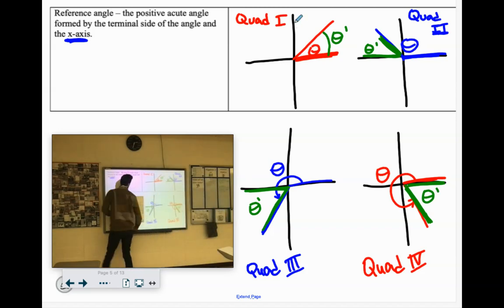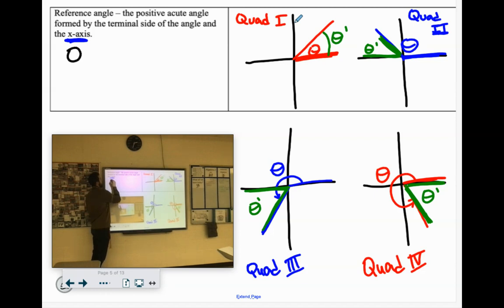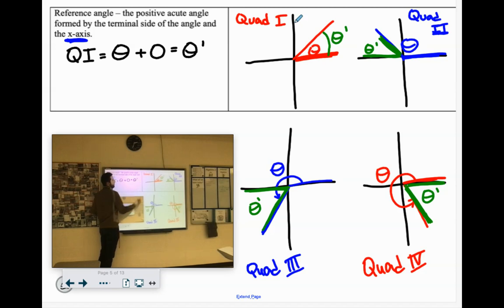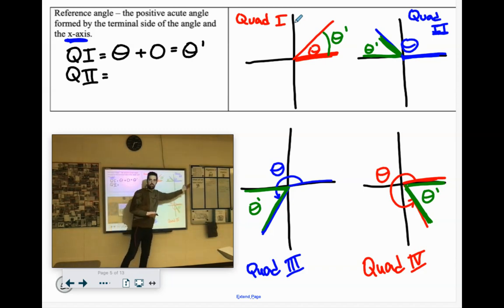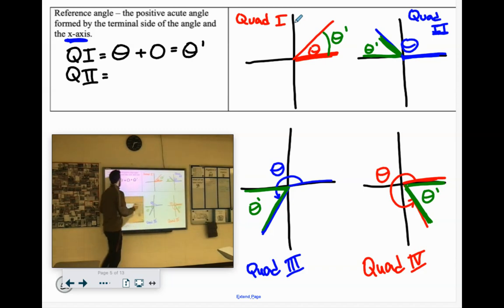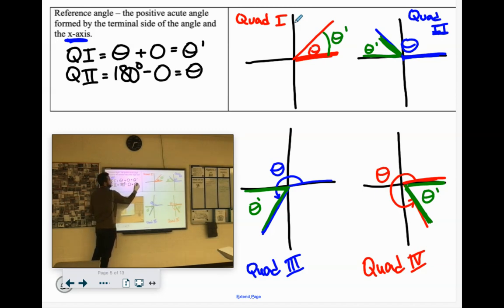So now the formula parts. If it's in quadrant 1, you find the reference angle, it's just the exact same thing as your initial angle. So you just say theta plus 0 equals theta prime, right? You don't have to change it at all if it's in quadrant 1. Now, if it's in quadrant 2, the way you're going to find the reference angle is you just do 180 minus the angle. 180 minus theta will give us theta prime.